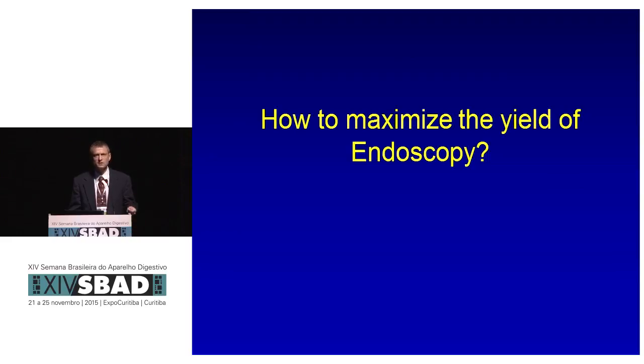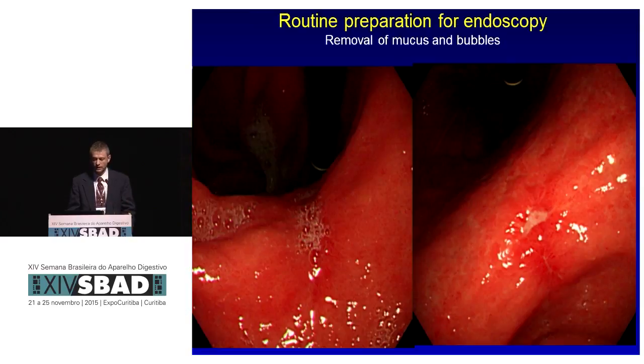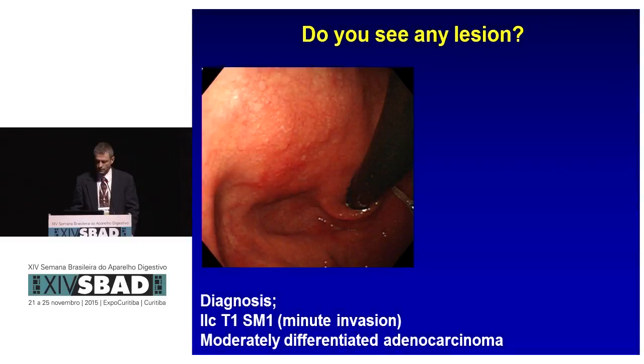So we know that we miss cancers at endoscopy. The question is how we maximize the yield of our examination. And there are some really simple things that you can do. This is an example where a little bit of bubbles on the mucosal side obscure a fairly obvious ulcer once you clear the bubbles. Here are the bubbles, and here is the ulcer after cleaning the mucus.